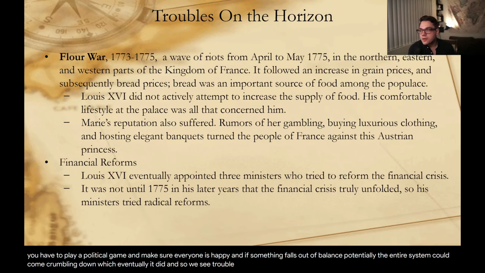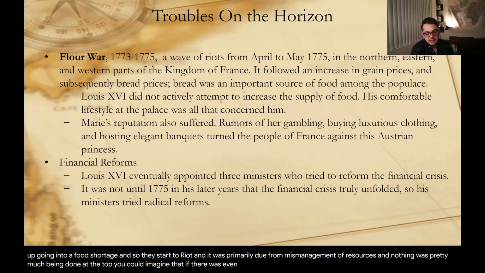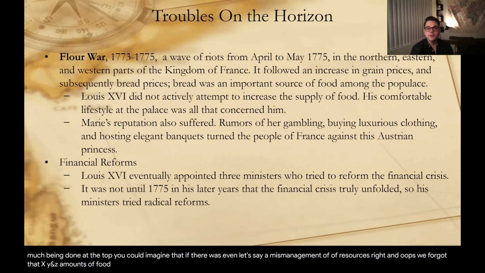And so we see troubles on the horizon in the Flour War, where various parts of France ended up going into a food shortage. And so they start to riot. And it was primarily due to mismanagement of resources. And nothing was pretty much being done at the top. You could imagine that if there was even, let's say, a mismanagement of resources, right? And oops, we forgot that X, Y, and Z amounts of food were supposed to go to Paris and all these other people, but we miscalculated.